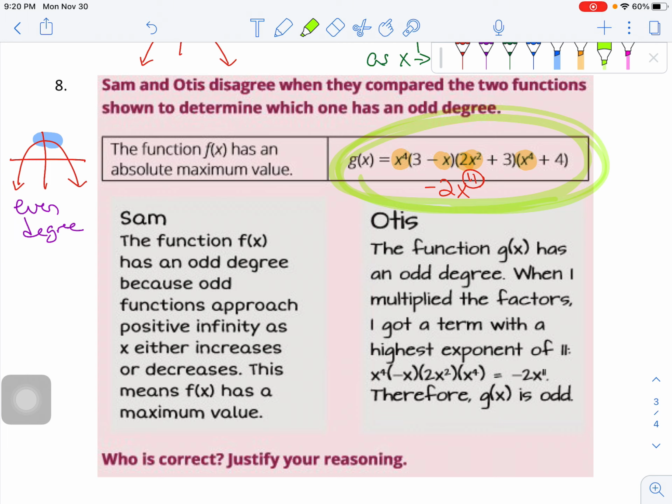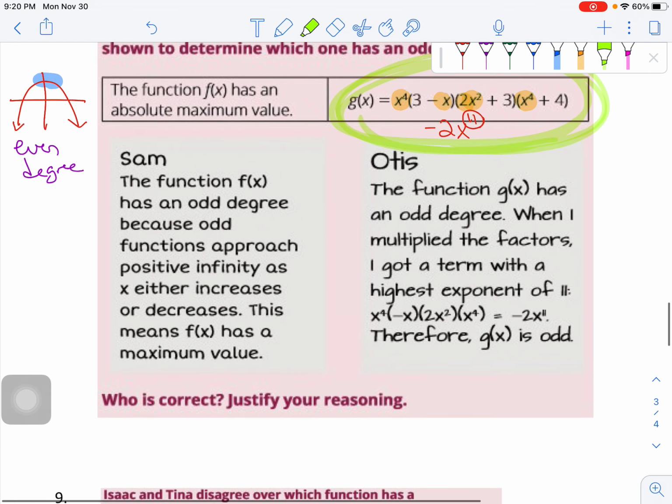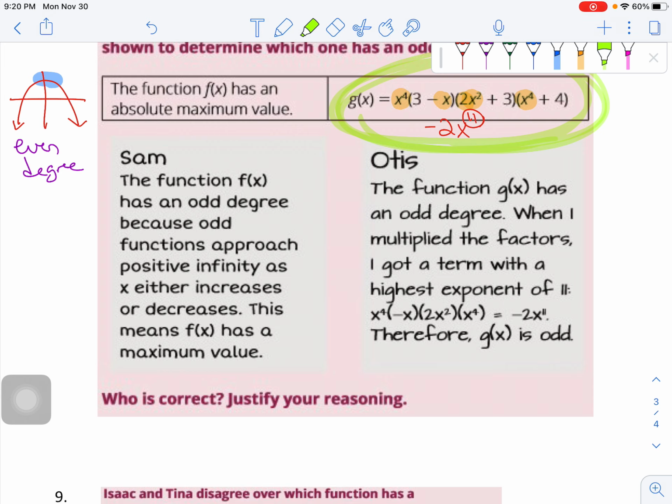Let's see what Otis had to say. The function g of x has an odd degree. When I multiply the factors, I got the term with a highest exponent of 11. That's exactly what I did. Therefore, g of x is odd. So who is correct? Let me give a quick writing here. So Otis is correct.